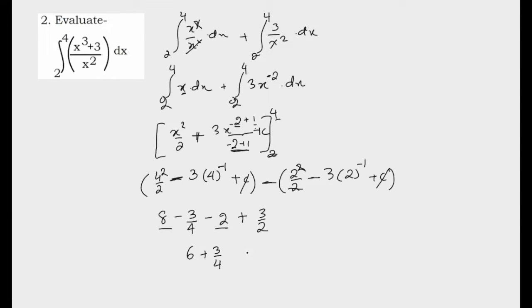6 whole 3/4. We want to combine them, so it will be 24 times 27 over 4. This is the evaluation of the given integration.